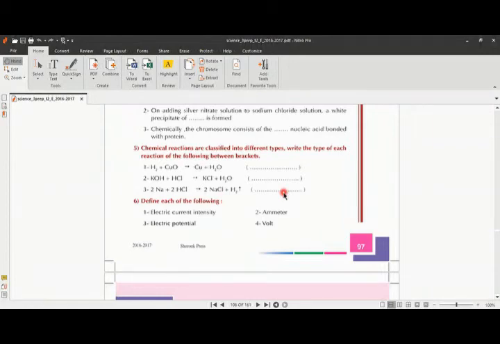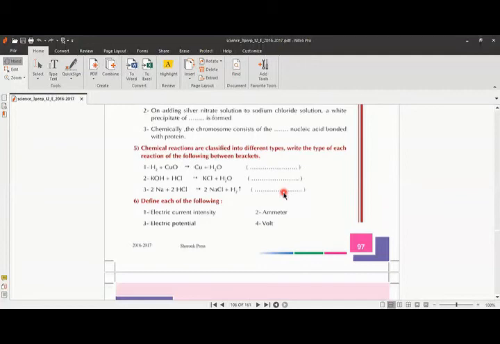Regarding the definitions, we have the first one: the electric current intensity is a quantity. If you remember, I equals Q over T. So it is a quantity of electricity in coulombs, or you can say electric charge, flowing through a cross section of the conductor in 1 second. Okay.